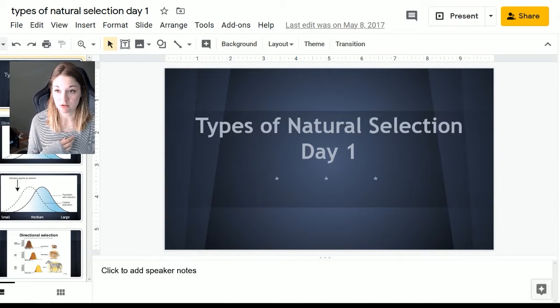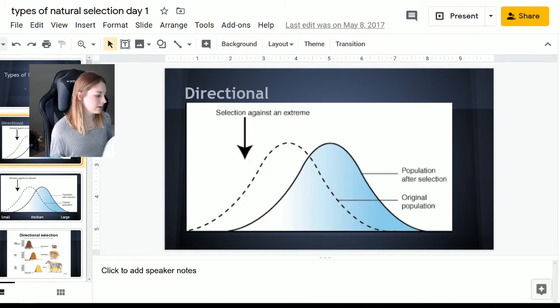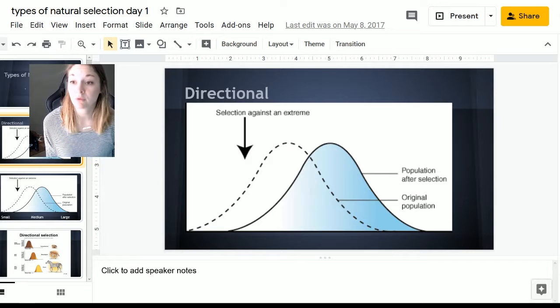If I'm over here. As I said, there's going to be 3 different types of natural selection, and this PowerPoint should walk you through that, but just so you have some idea of what you're looking at, this first type is considered directional. And so what's going to be happening is that we're dealing with bell curves here. And so any population's traits can be graphed on a bell curve.